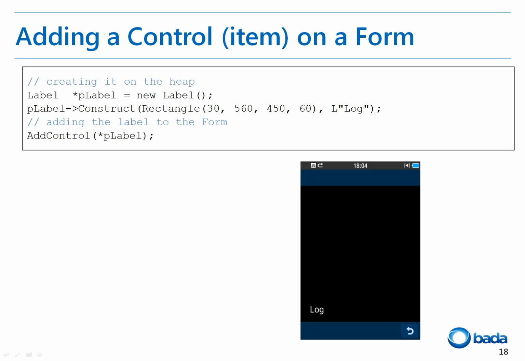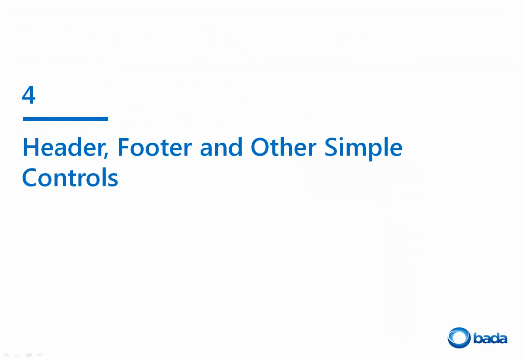This example shows how to create a label and add the label to the form. A new object is created on the heap, and then Construct is called with rectangular coordinates and the text to be displayed on the label. The AddControl method adds the label control to the form.